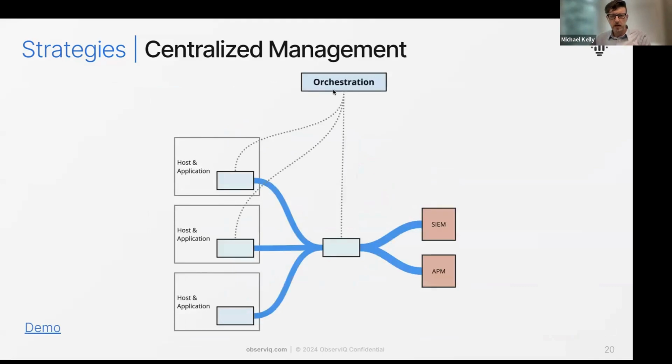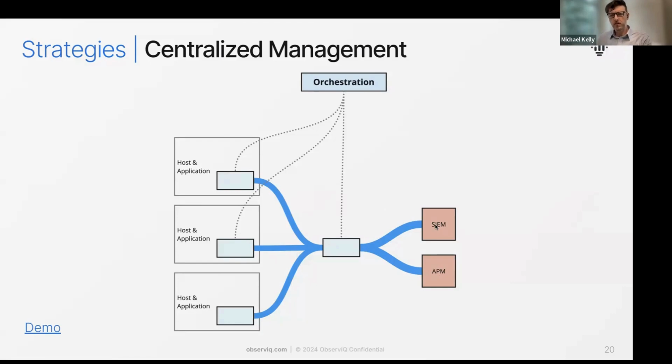So there's your ideal state. Now, how does it play out when you have a situation? Let's assume that we have a simple environment. We have an orchestration component. We have instrumented our hosts and applications with OpenTelemetry, and we're sending them to a gateway, and then that data is flowing to two destinations. We have a SIEM and an APM platform.